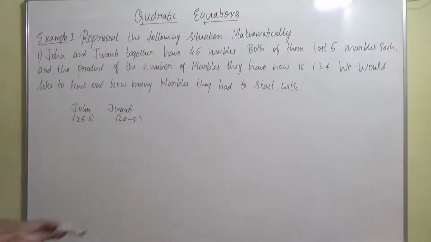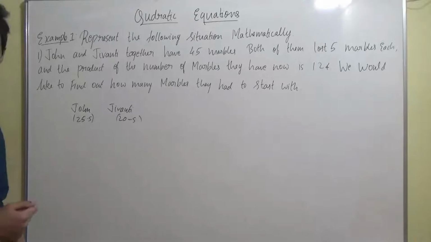So guys, now let's go to example 1 of this chapter, which says: represent the following situations mathematically. John and Jivanti together have 45 marbles. Both of them lost 5 marbles each, and the product of the number of marbles they have now is 124. We would like to find how many marbles they had to start with.